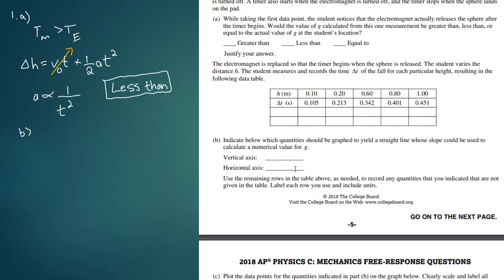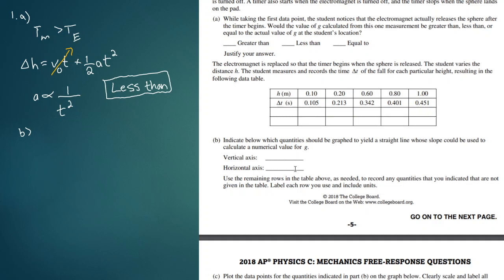The student varies the distance h, and the student measures and records the time delta t of the fall for each particular height. So we're given the data table. Indicate below which quantity should be graphed to yield a straight line whose slope could be used to calculate a numerical value for g. Okay.